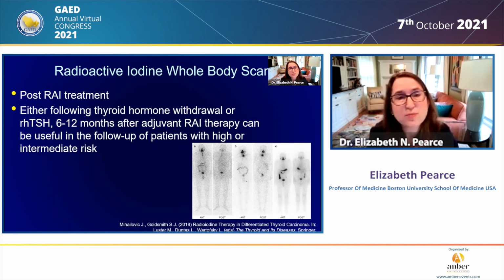Radioactive iodine has been the other imaging modality that is relatively widely employed in follow-up of our thyroid cancer patients. So certainly any patient who's intermediate or high risk and is treated with radioactive iodine should get a post-treatment scan. And if there's uptake on that scan, there should be a follow-up scan 6 to 12 months later to ensure that areas that took up iodine at the time of the initial therapy have resolved. So this can be used over the longer term to follow up patients with higher intermediate risk.